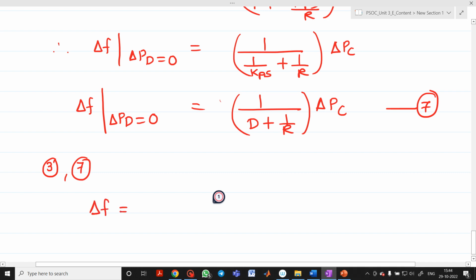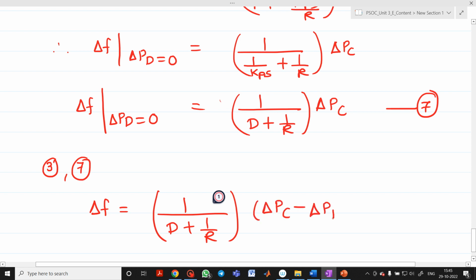So what will we get? Delta f on the left hand side will be as it is. The term is D plus 1 by R. In the first case it was a minus sign, in the second case it is plus, so it is delta PC minus delta PD. If you multiply this, you get delta PC into this term, which is equation 7, and minus delta PD into this term, which is equation number 3. I will mark this as equation number 8.